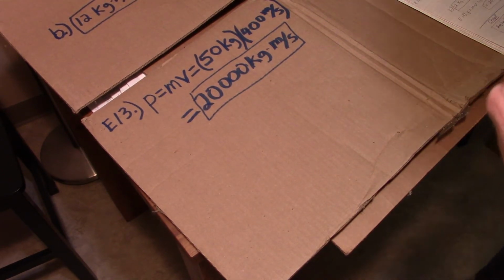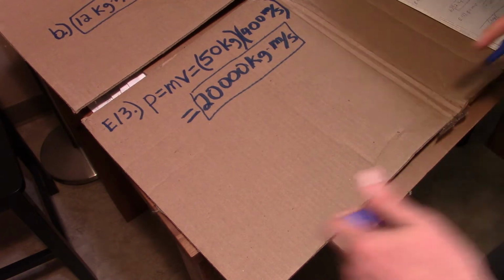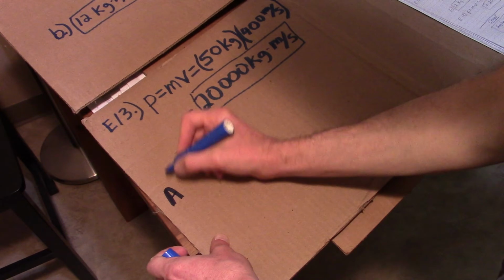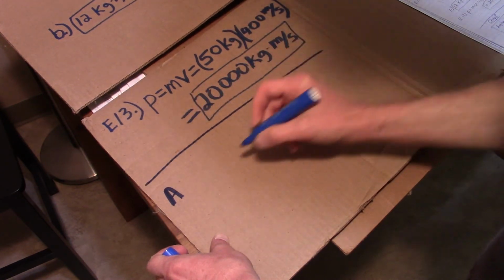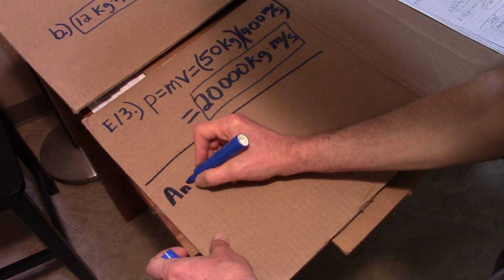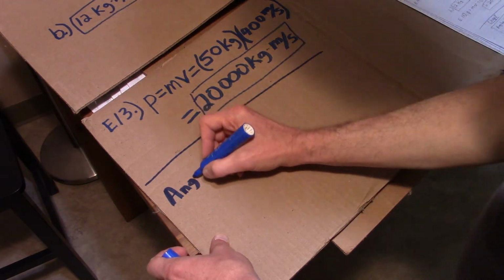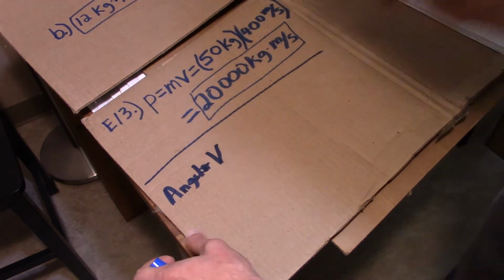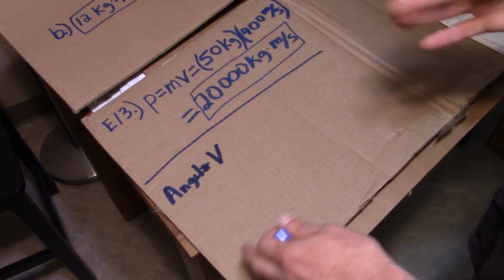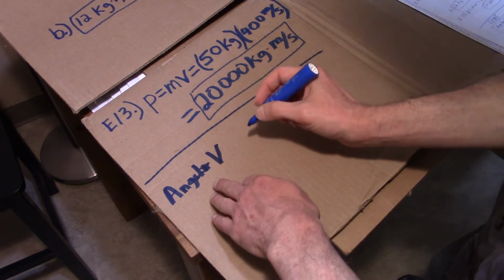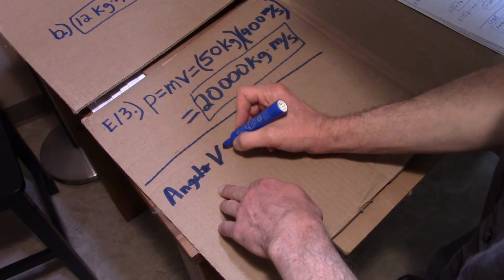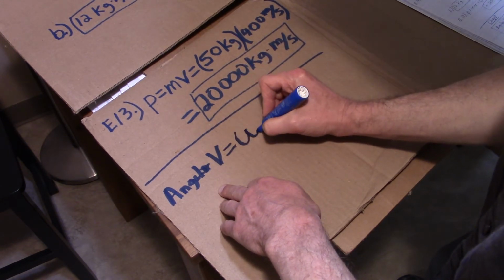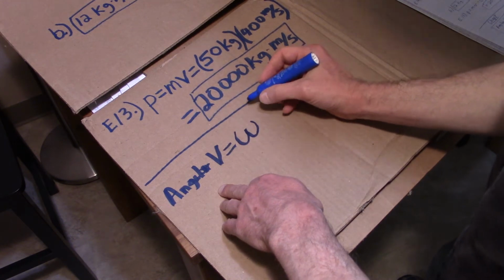Okay, let's move on to chapter 8. So remember that angular velocity, right? The book calls it rotational velocity. I like to call it angular velocity, is equal to this symbol.